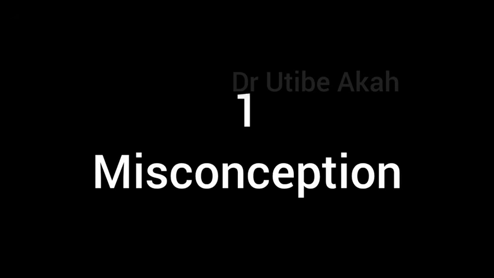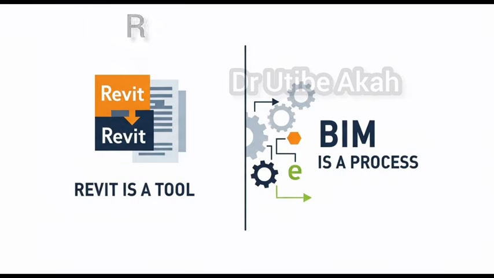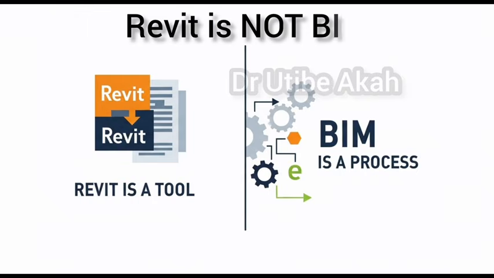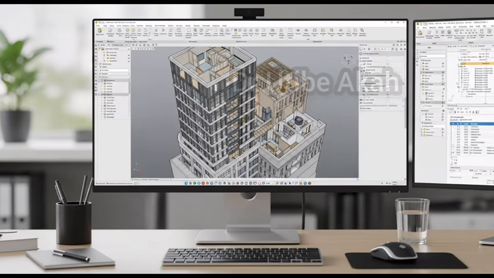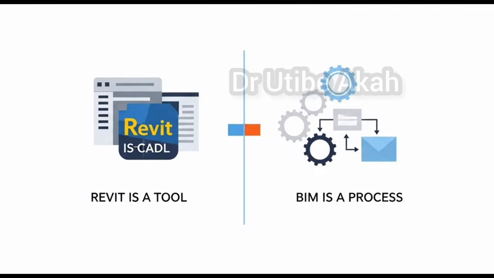1. The great misconception. Revit is not BIM. Let's start by correcting a major error I see in many Nigerian architectural firms. You see a firm's portfolio and they say, "We do BIM," but when you look at their workflow, they're just using Revit to make 3D views for a client presentation. Revit is a tool. BIM is a process.